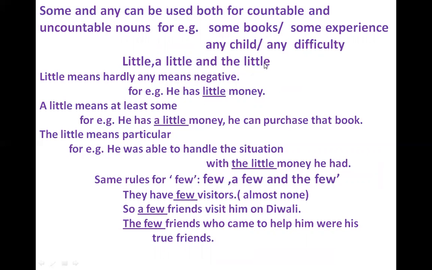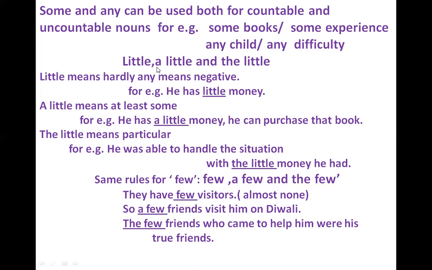Now little, a little, and the little, and the same are few, a few, and the few. The same rule we follow. Little is for uncountable: little knowledge, little money. When little and few are used without any determiner, then they mean negative, almost none. He has little money, so not as much as expected. They have few visitors, meaning almost none.